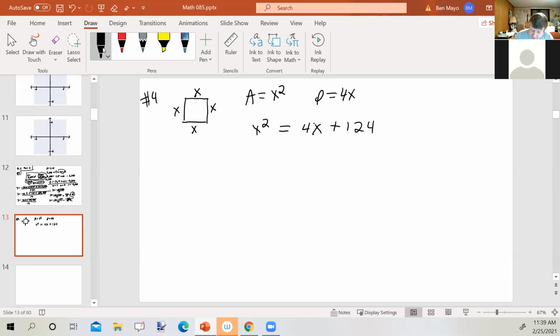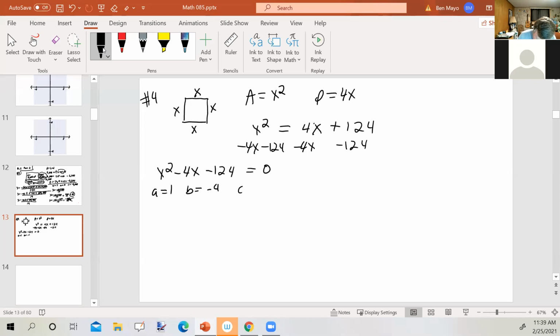All right. Now, this is a second degree equation. So I'm going to subtract 4X from both sides and subtract 124 from both sides. So I get X squared minus 4X minus 124 equals 0. So now I have a second degree equation. It's in standard form, ready to plug into the quadratic formula. A is 1, B is negative 4, C is negative 124.